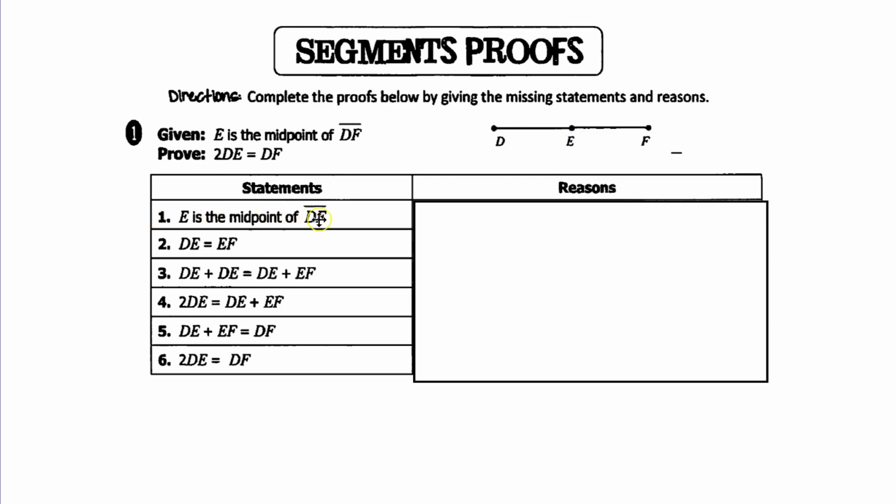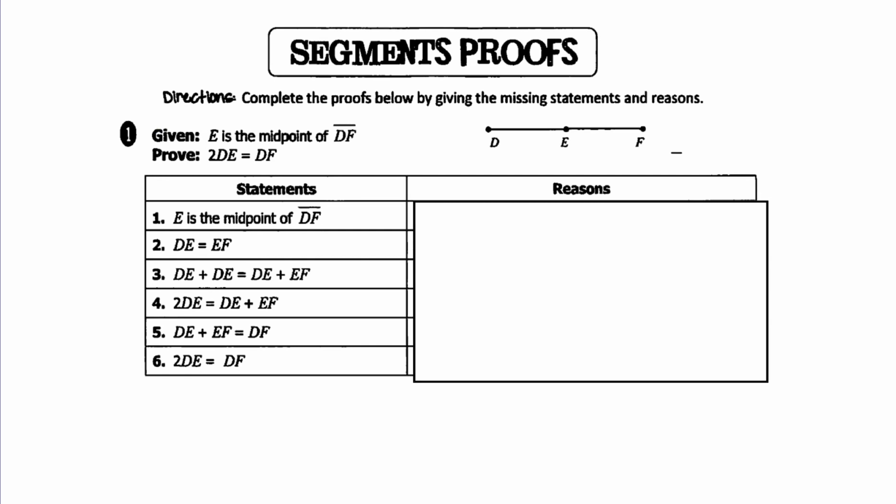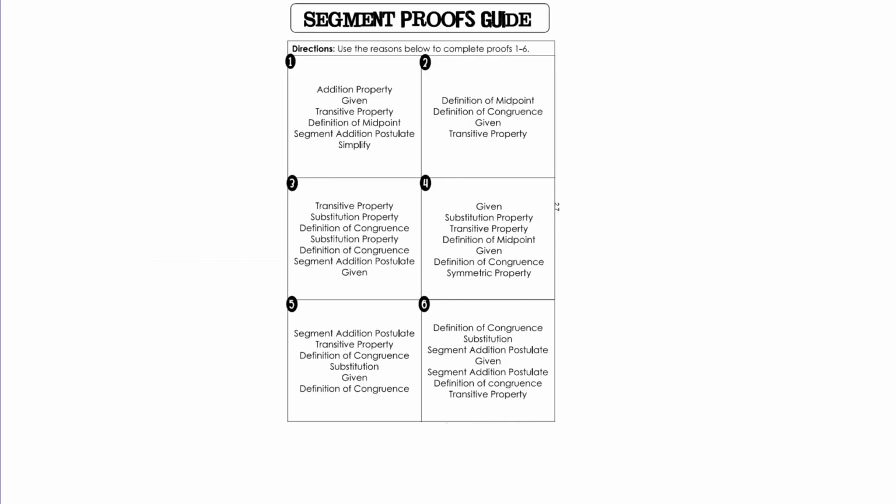So what is the reason for E is the midpoint of DF? Well, it's right here, right? It's the given. So that's your given. None of these say given. So given is given.